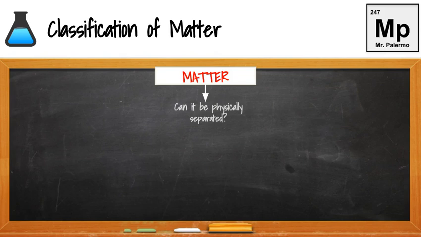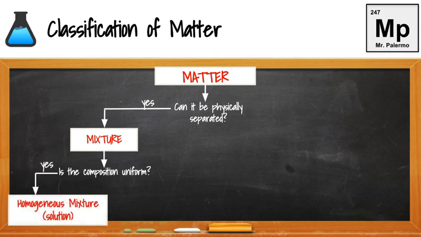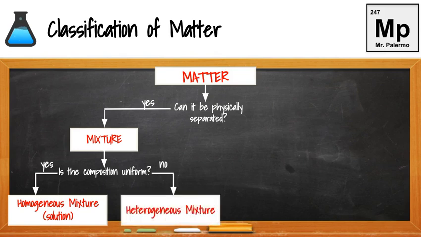So if the matter can be physically separated, we classify that as a mixture. And if it's a mixture, is it uniform in composition? Meaning, is it evenly distributed? If the answer is yes, we say it is homogeneous. It's a homogeneous mixture. Homo means same. And a most common example in this course would be a solution, when you dissolve something in, let's say, water. If it's not uniform, it's not evenly distributed, we say it's heterogeneous.